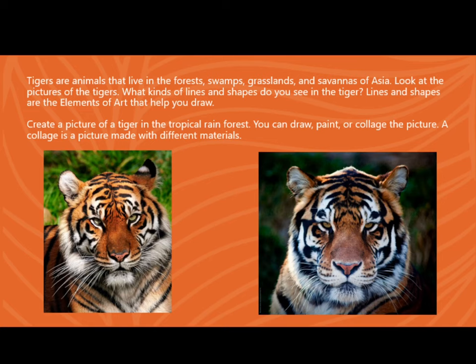Tigers are animals that live in the forests, swamps, grasslands, and savannas of Asia. Look at the pictures of the tigers. What kinds of lines and shapes do you see in the tiger? Lines and shapes are the elements of art that help you draw.